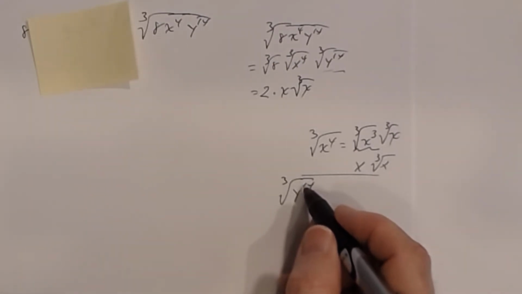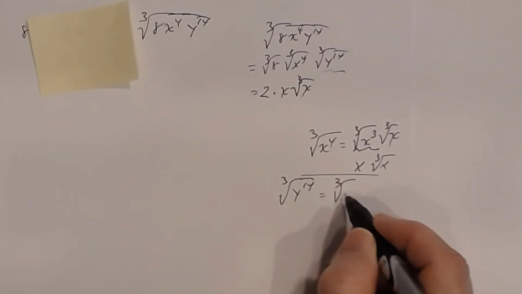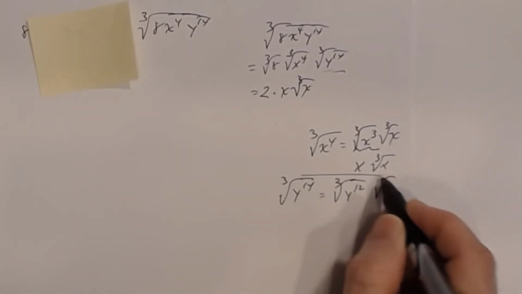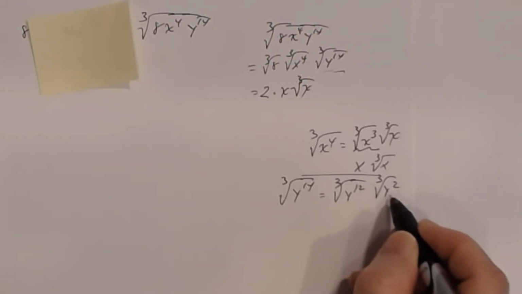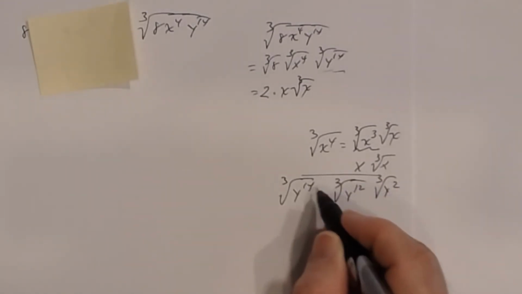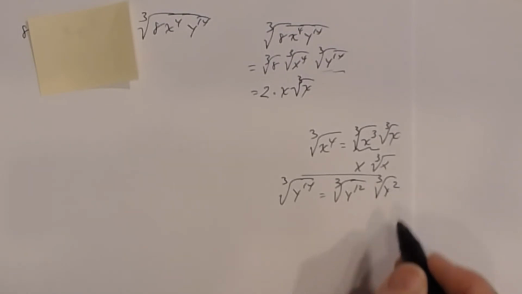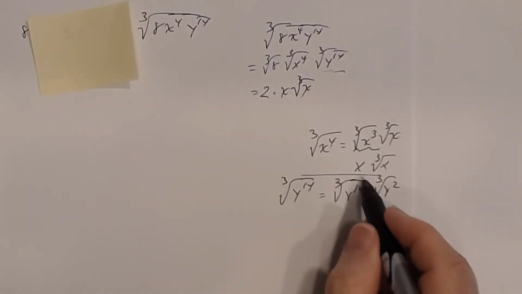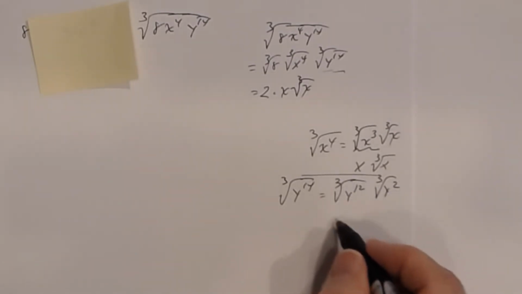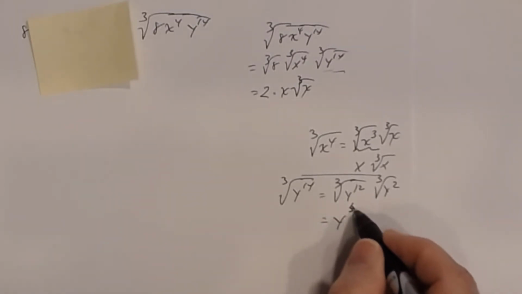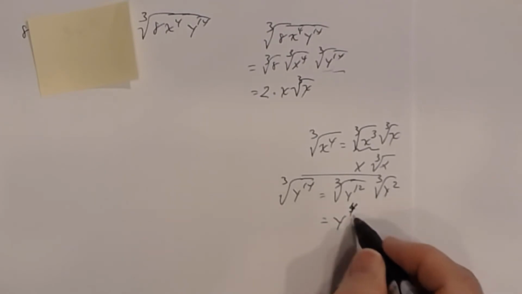13 is not it, right? But what about 12? The answer is 12. So this is the cube root of y to the 12th times the cube root of y squared. 12 plus 2 is 14. So make sure you put the exponent correct here. 12 divided by 3 is 4. So the cube root of y to the 12th is y to the 4th.